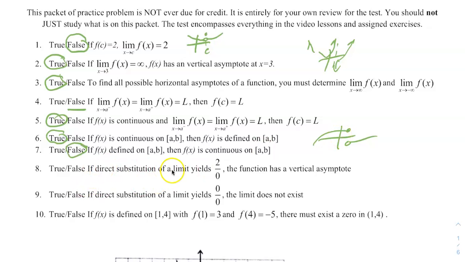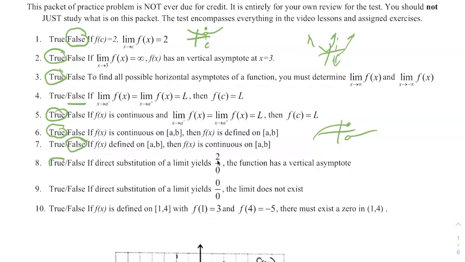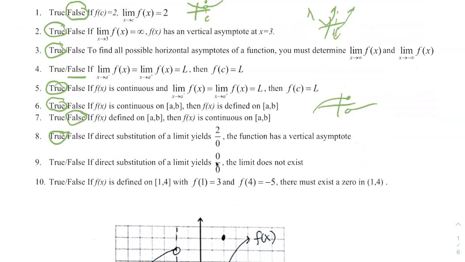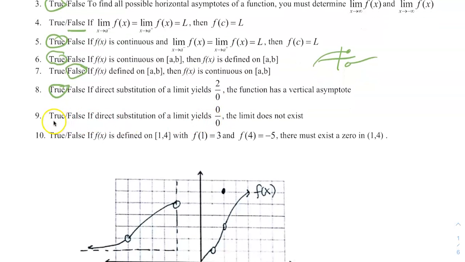True or false? If direct substitution of a limit yields 2 over 0, the function has a vertical asymptote. That is true. Remember, this means vertical asymptote, this is not indeterminate. This does not exist, which is a vertical asymptote. Sometimes I want infinity or negative infinity, but that does not exist. True or false? If direct substitution yields 0 over 0, then the limit does not exist. That is false. Right? This is indeterminate. You have more work to do.